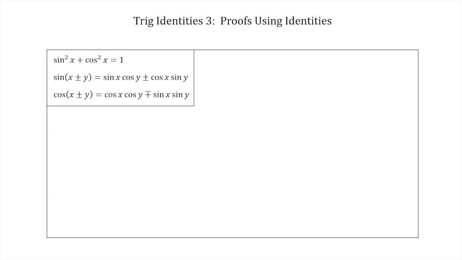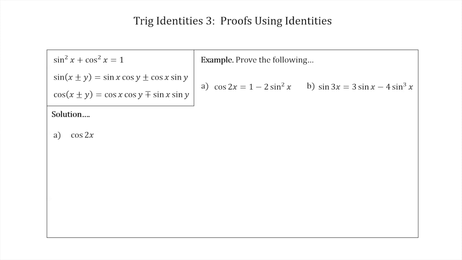So we're going to keep these here and we're going to use them to solve two examples. Prove the following. A, cos 2x equals 1 minus 2 sine squared x. And B, sine 3x equals 3 sine x minus 4 sine cubed x. So they look a bit complicated. They're not too bad. We just need to make sure we use these identities.